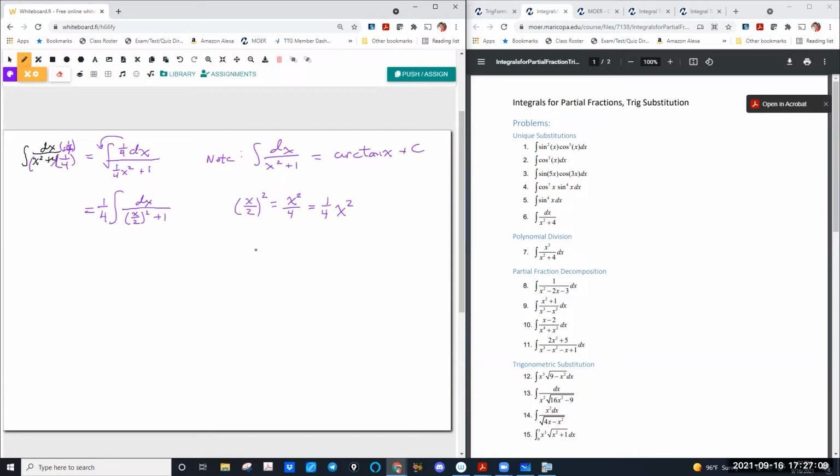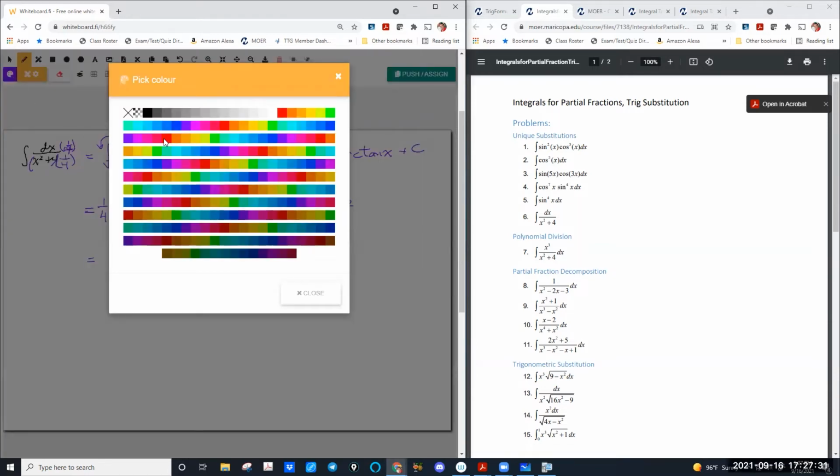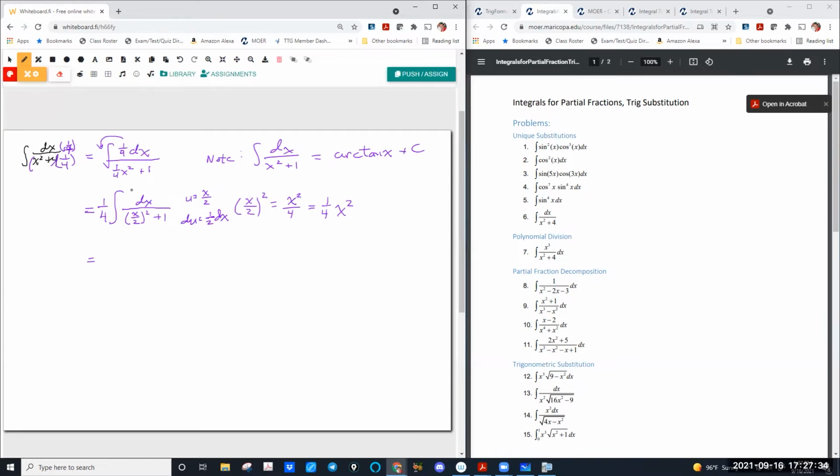But what I can do now is a u sub. I'm going to let u equal x over 2. And then du is 1/2 dx. Okay. Now, we talked about the way that I like doing substitution. The way I like doing it is I like saying, oh, I need a 1/2 in here to match up to this 1/2 dx. That means I need a 2 out here. So I didn't change anything.